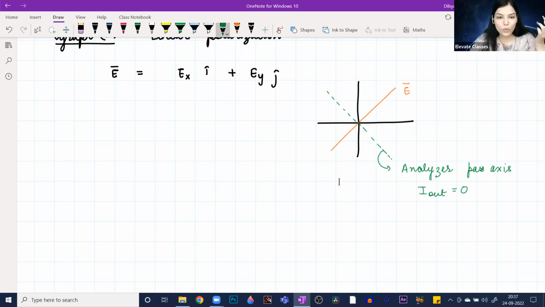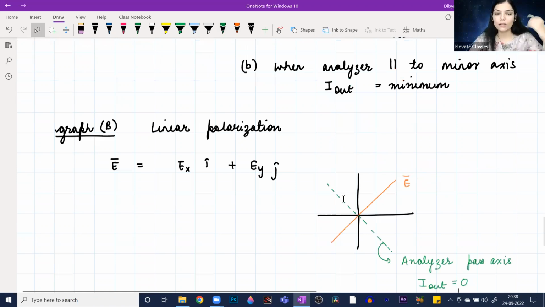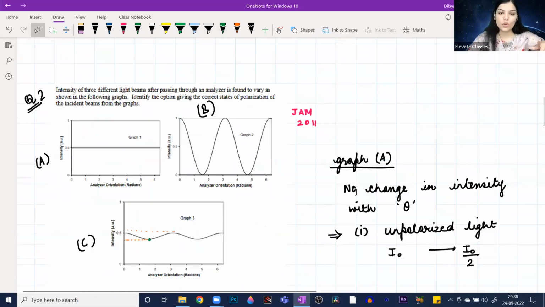So for a linearly polarized light, अगर मैं एनालाइजर का theta change करती रहूंगी, so I will go through this complete cycle that I'll get maximum intensity, then I will slowly go to 0 intensity, then slowly intensity will increase and go to maximum. So I will go through this whole cycle. So graph B corresponds to a linear polarization, and graph C also looks like a linear polarization, but it is not a linear polarization because जो टोटल वेरिएशन हो रहा है ग्राफ में, इट इज नॉट गोइंग टू 0.